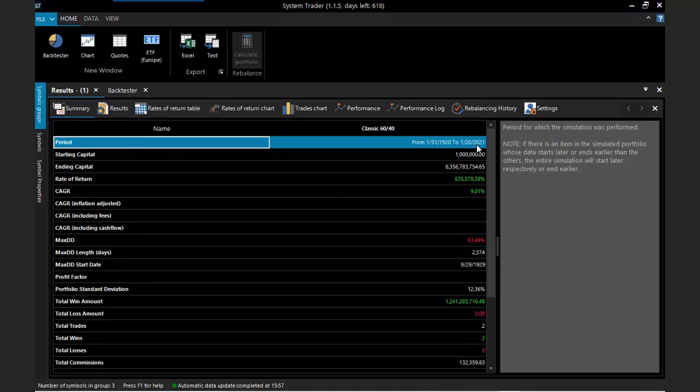And in that case, you can see how it was performing, for example, between 1940 and 1980, when the interest rates were increasing.